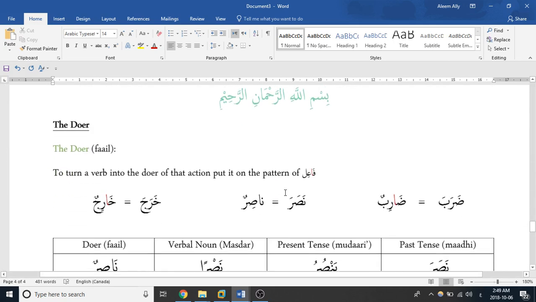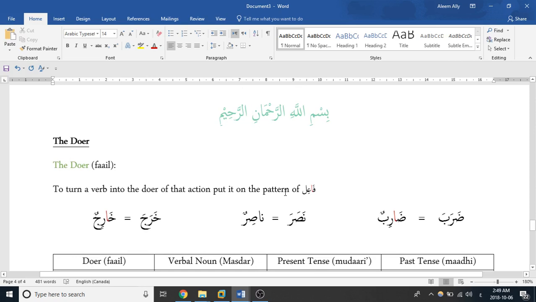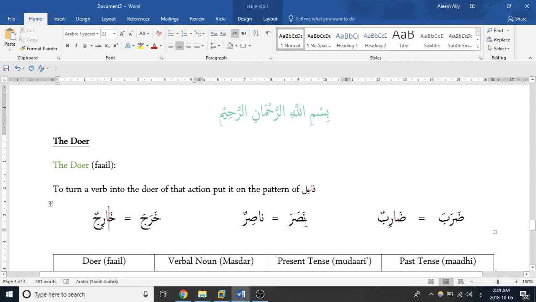Next up is the doer, which is known as the fa'il. And the fa'il is treated like a noun. To turn a verb into the doer of that action, put it on the pattern of fa'il. So if I want to make kharaja, which means he left, into the person who's leaving, all you say is kharijun, right? Just add that alif onto the first letter. If I want to make nasara into the one who helps or helper, then you make it nasirun. And if you want to make daraba, which means he hit, into the hitter, you say daribun.